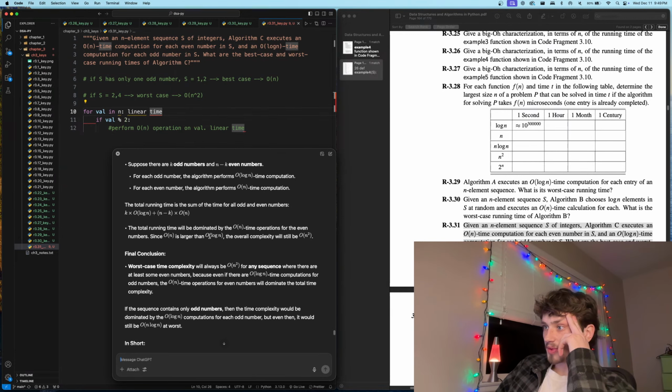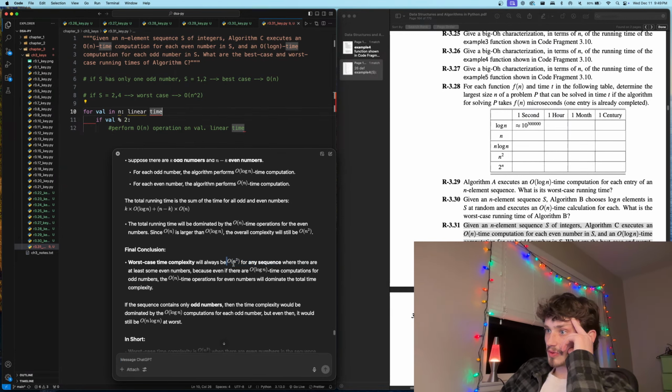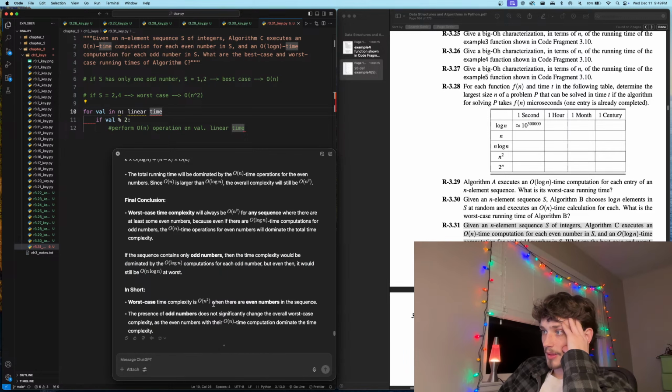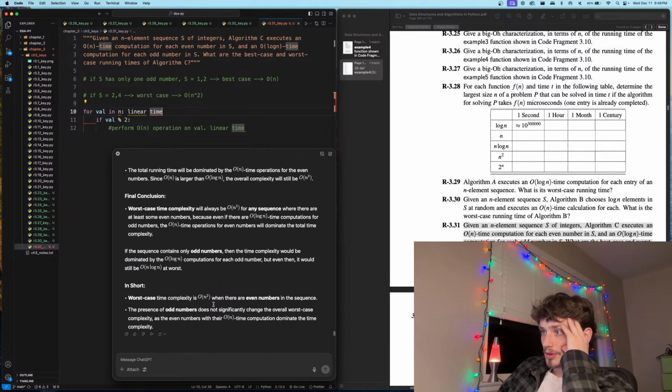Worst case time complexity will be O(n squared) for any sequence with at least some even numbers, because even if there are O(log n) time computations for odd numbers, the O(n) time operations for even numbers will dominate the total time complexity. If the sequence only contains odd numbers, then time complexity will be dominated by the O(log n) computation for each odd number. It would still be O(n log n) at worst. It does not significantly change the overall worst case time complexity, as even numbers with their O(n) time complexity dominate.